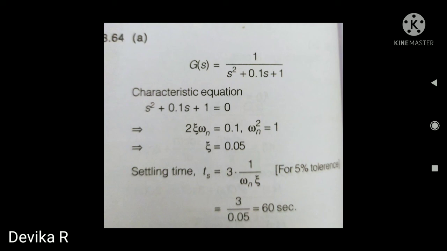So from this we can find delta and omega n. It is very easy. After that, they are required to find the 5% tolerance band. So it is 3 by omega n delta. Substitute this equation, get the answer. If it is 2%, it means 4 by omega n delta.